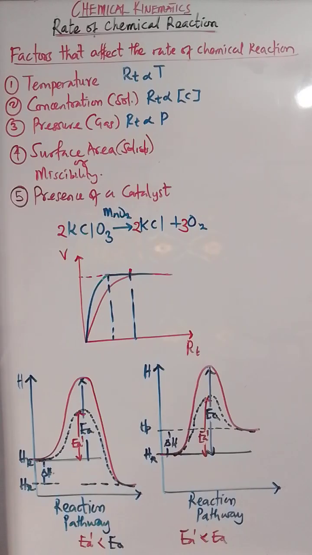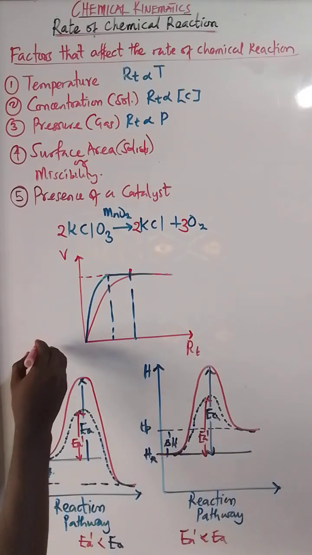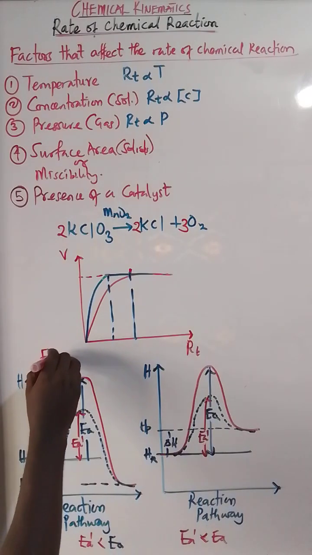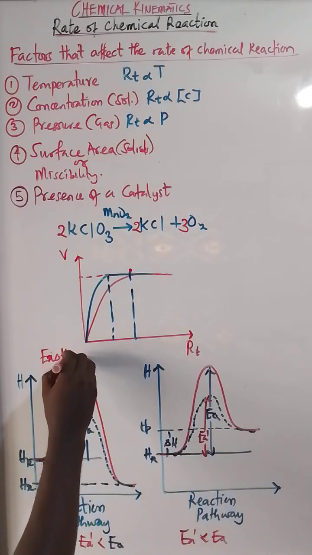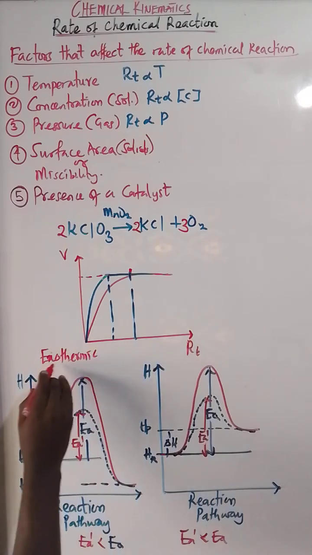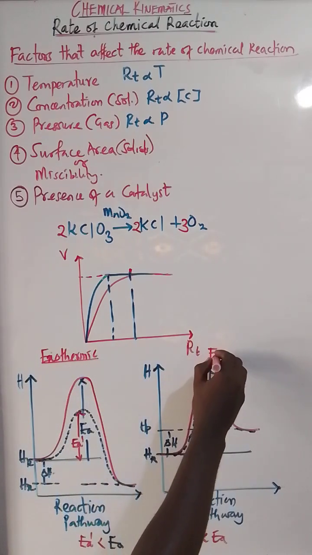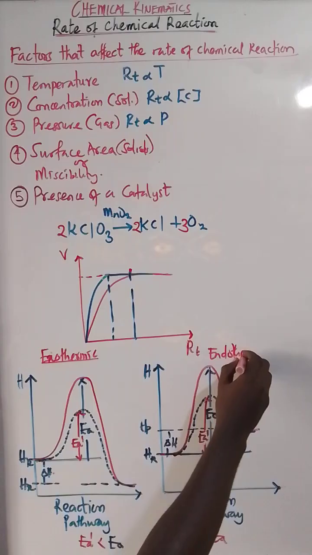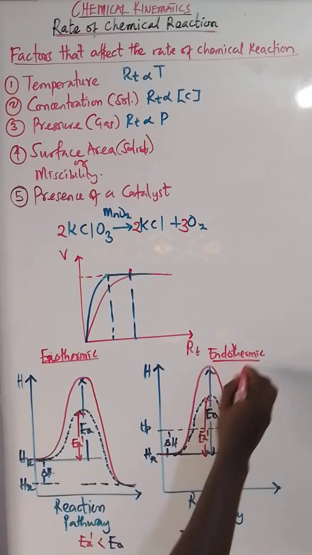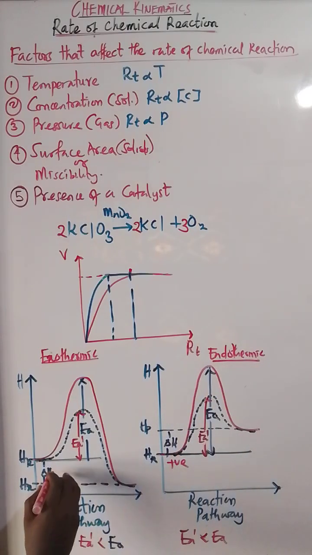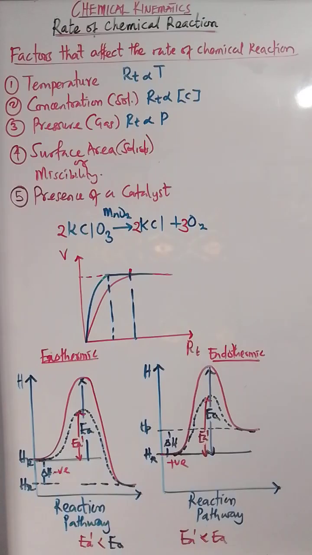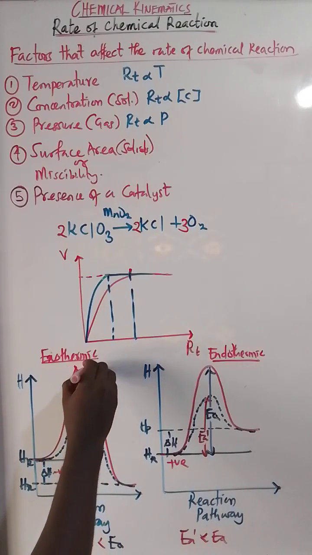They increase the rate of chemical reaction by following a new reaction pathway to decrease the activation energy, and this happens for both exothermic and endothermic reaction. This is positive, this is negative. This is the activation complex.